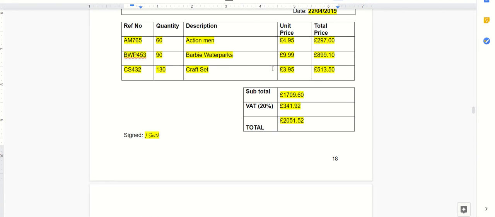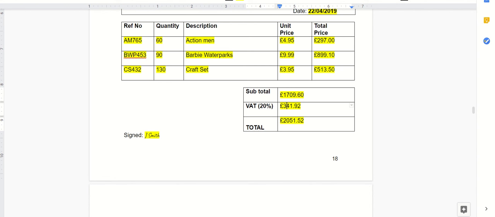So we've got to work out the total price. What I did was I multiplied the unit price, £4.95, by 60, because that's the quantity ordered. We get the total price for those. And I did that for all the other products, using the calculator. And then to get the subtotal, we just add these three total prices together. It's pretty simple addition there using your calculator.